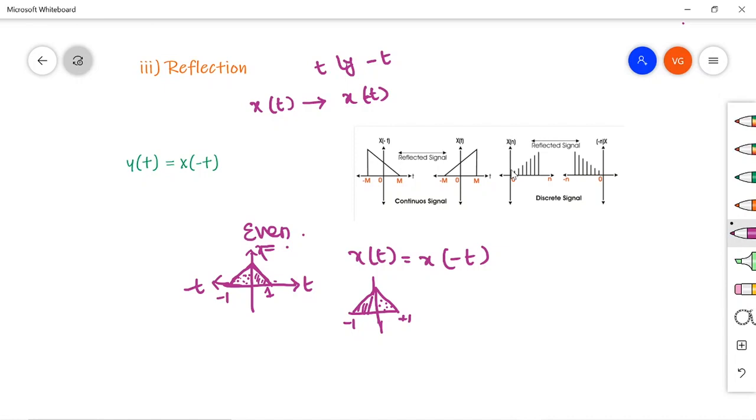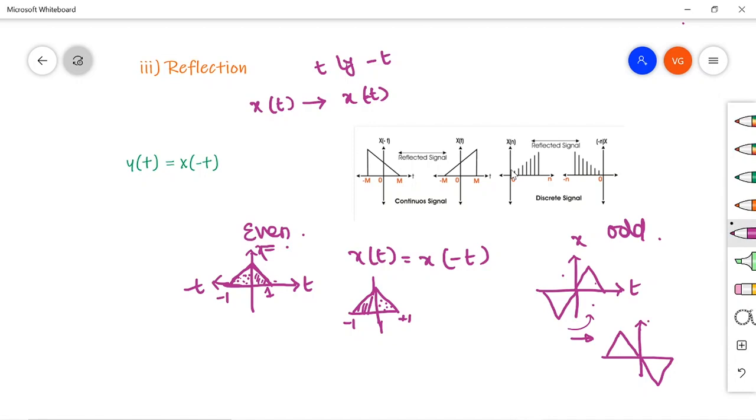And consider the odd signal. Odd means what? Either the first quadrant should be equal to the third quadrant or second quadrant should be equal to the fourth quadrant, right? So let us consider this odd signal here. Now, if you take the inversion, reflection of the signal, right? That is, first quadrant will go to the second quadrant, third will go to fourth here. That is only the reflection. I'm just flipping it over this y-axis, right? Now what happens? How it is looking, right?